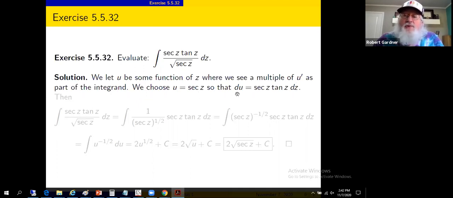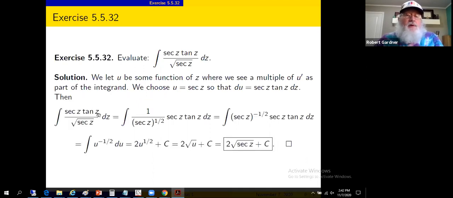Then the differential, derivative of secant is secant tangent. So we get secant z tangent z dz for the differential. And there's secant z tangent z dz right there. So we can take this, maybe write this as 1 over secant z to the 1/2 and get the secant z tangent z dz stuff over on the right-hand side. So all I did was split things up and change the square root into a 1/2. We're going to get power of that pretty soon. We could write that then as secant z to the negative 1/2, if you like.